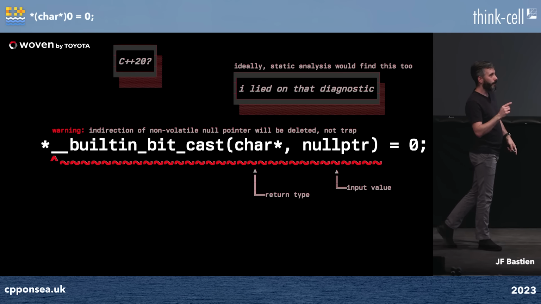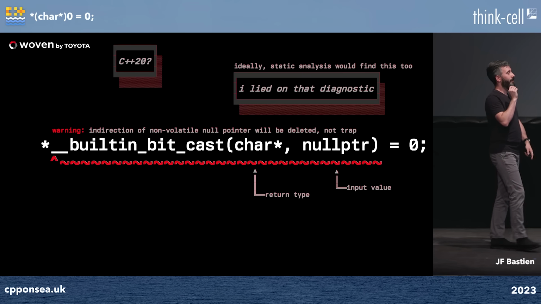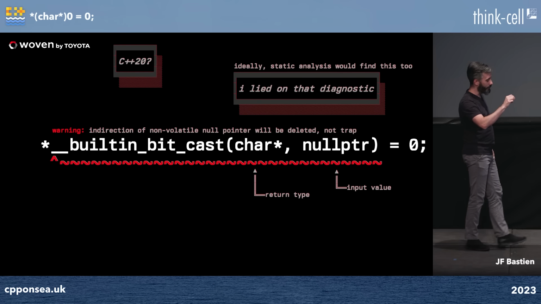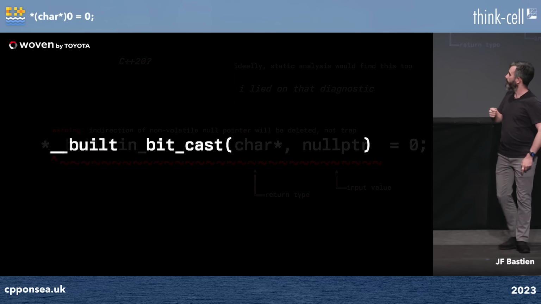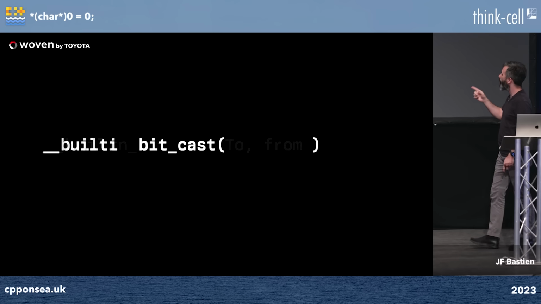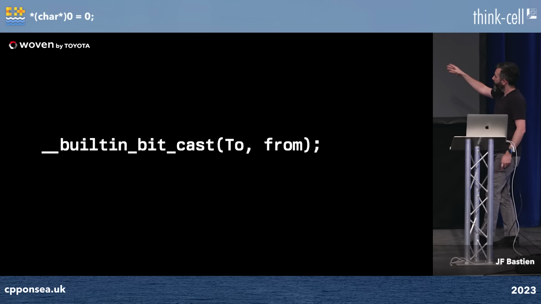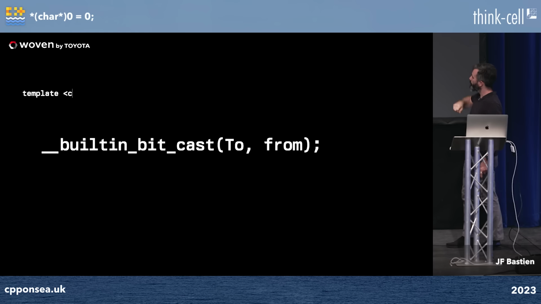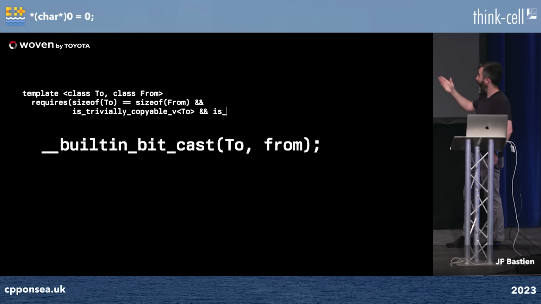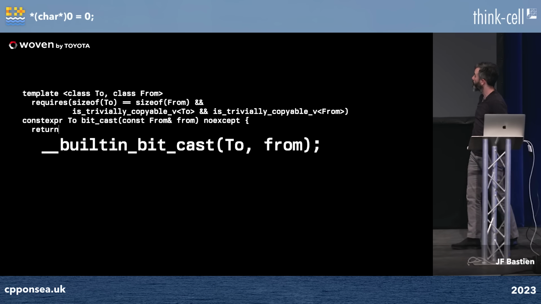Now, I just said that bitcast in the standard library is implemented with built-in bitcast, right? So let's look at what that looks like, because I have questions, right? So this is what it looks like in the standard library. And there's stuff over it. It's pretty straightforward. It actually uses concepts, which is beautiful, right?